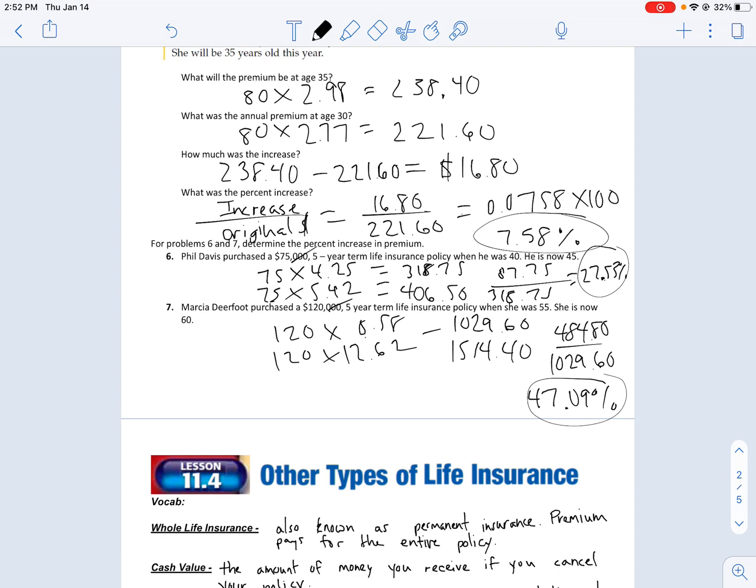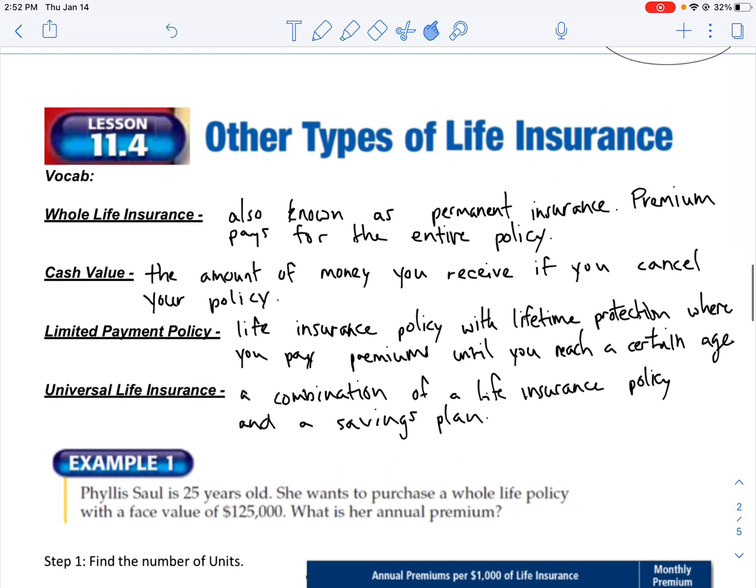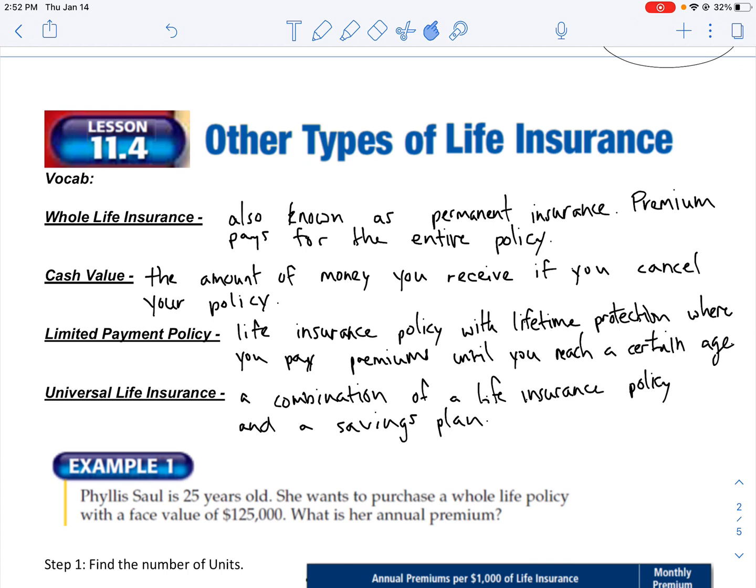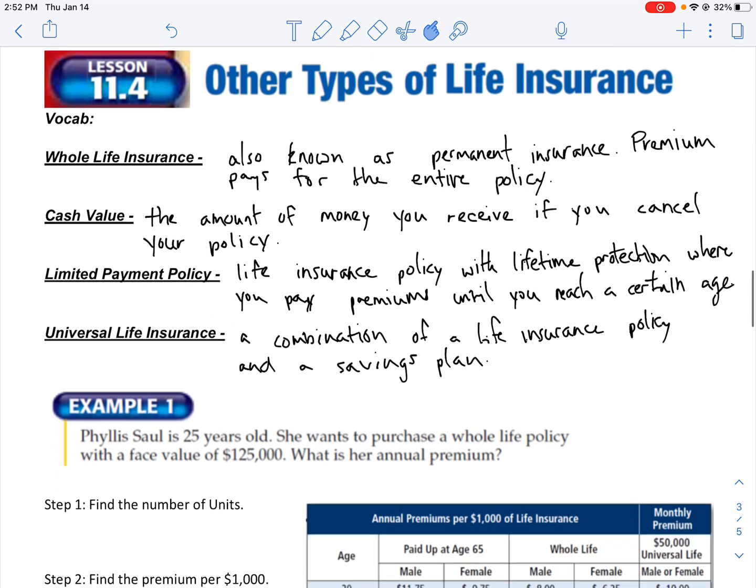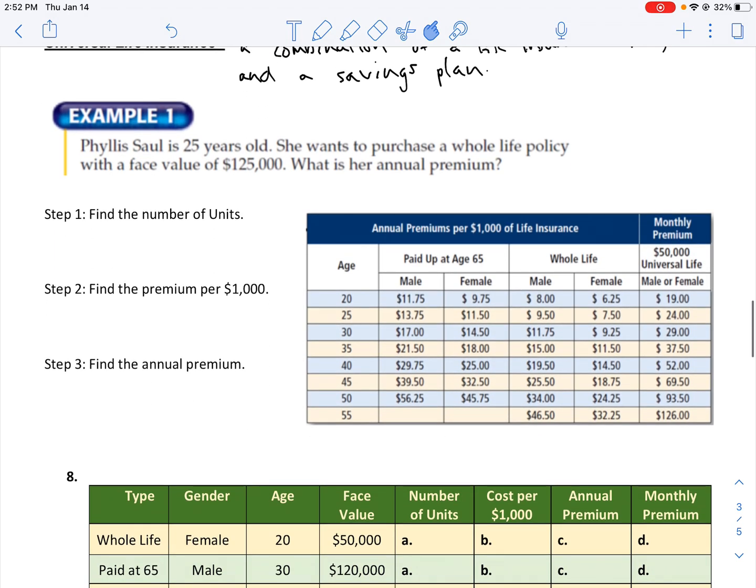Now we're looking at 11.4 other types of insurance. So do me a favor, pause the video right here, get this vocabulary written down so we can keep moving. Okay, so Phyllis Saul is 25 years old. She wants to purchase a whole life insurance policy with a face value of $125,000. What's her annual premium? So to find the number of units, remember, just cross out those last three zeros.